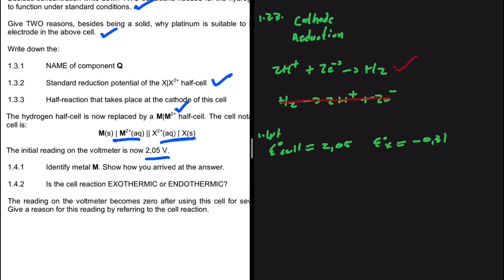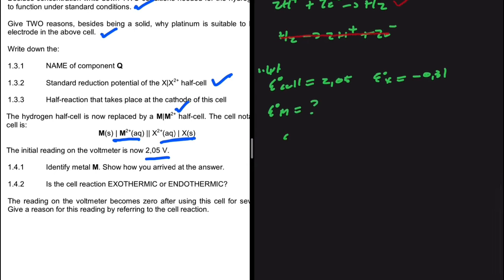We're trying to identify metal M. If we find the reduction potential of metal M, then we're going to be able to go to our standard reduction potential table and see which one it is with ease. So the potential of M is what we are interested in. So what can we say now? We can say that the EMF of our cell is equal to the reduction potential at the cathode minus the reduction potential at the anode.